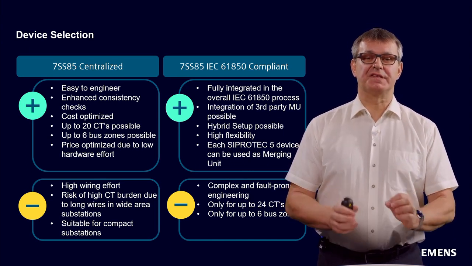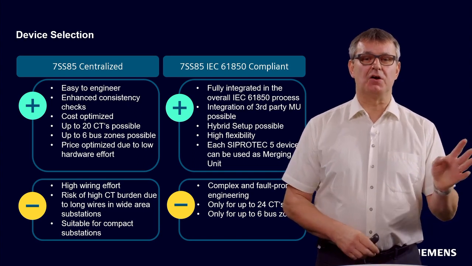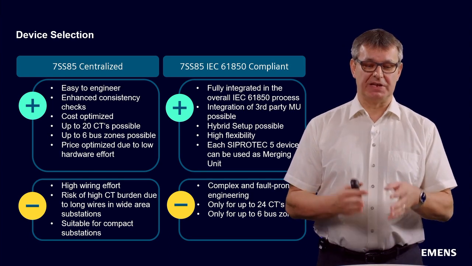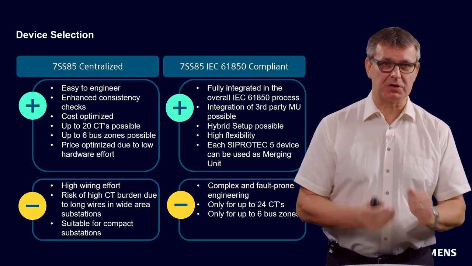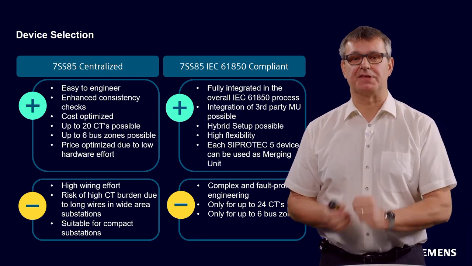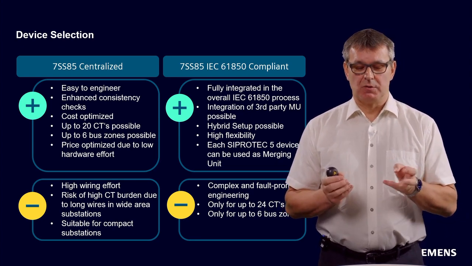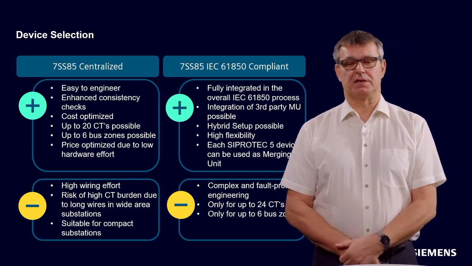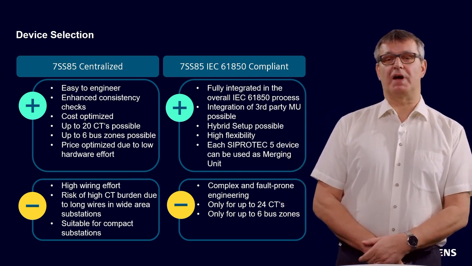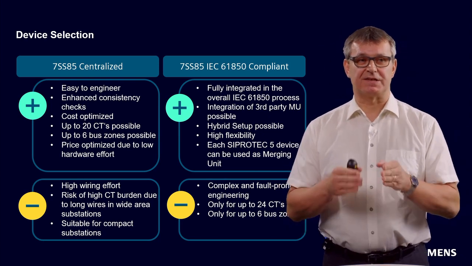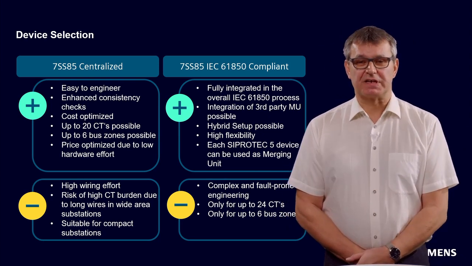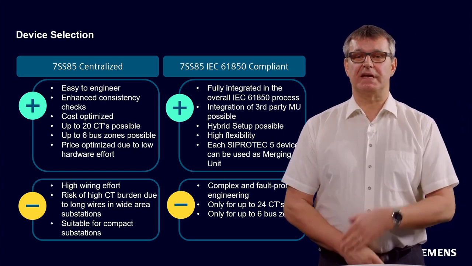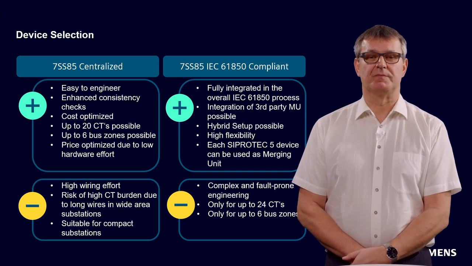We can use this hybrid setup, as Nina has already explained. Hybrid setup once again means a combination of both a distributed and a centralized approach. Typically, we use a distributed busbar protection, locate the 7SS85 device in a coupler, and make a centralized wiring to the coupler, to the 7SS85, whereas all the feeders are assigned by the distributed approach.